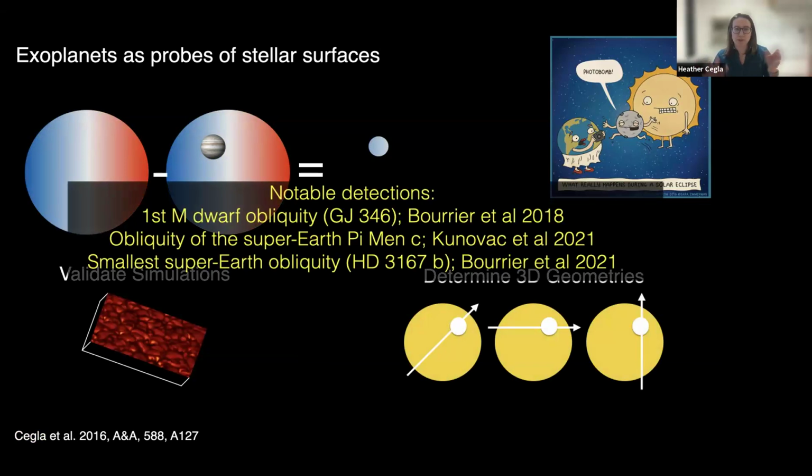So this particular technique of doing the subtraction route is deemed the reloaded RM. I just wanted to highlight a few notable detections because we can push a little bit further than with the classical RM, down to M dwarfs and really small planets here.